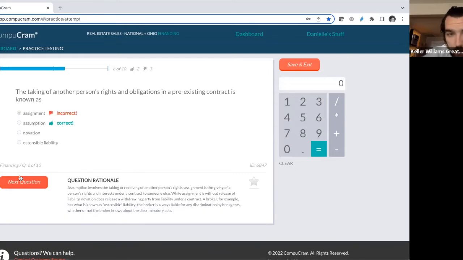This is the same as the first question we had. Assumption involves taking or receiving another person's rights. Assignment is giving the person's rights and interest under a contract to someone else. Assignment without release does not allow for the release of liability, so the other person gets the rights to it, but you still have the liability. Novation is withdrawing the party's liability from a contract.